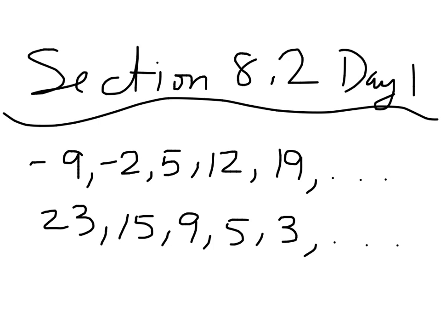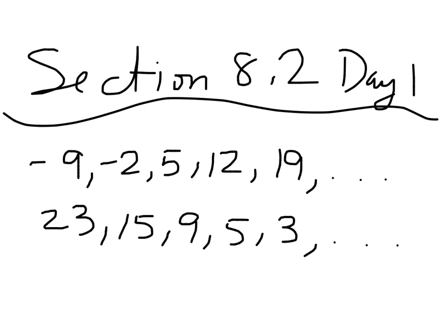Is this arithmetic? It's going down, which is okay to go down if it's arithmetic, but is it going down by the same number every time? No, it's not. So this is not arithmetic because it's not going down by the same number every time. The first one was because we were adding 7. We could also subtract 7, that's not a big deal. But it needs to be the same number every time in order for it to be arithmetic. If it's not, it's not.